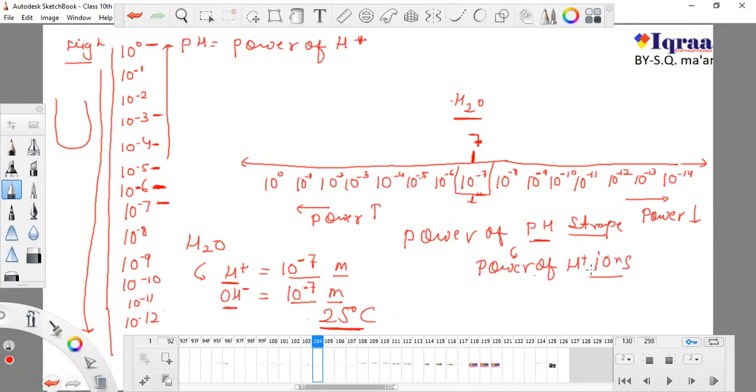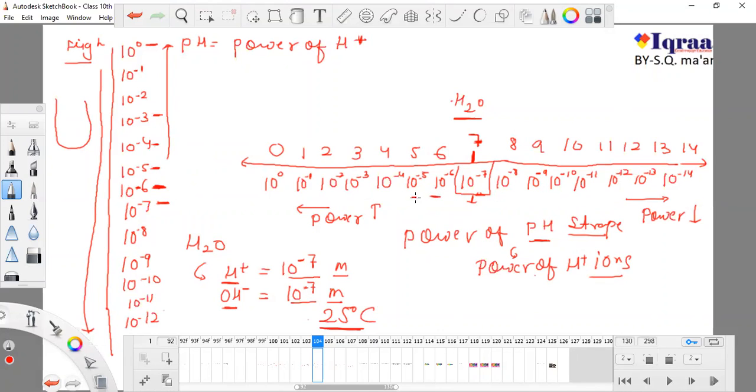This is a scale which shows the power of hydrogen ion. So if we go like this: 6, 5, 4, 3, 2, 1 and 0, and if we go here: 8, 9, 10, 11, 12, 13 and 14.